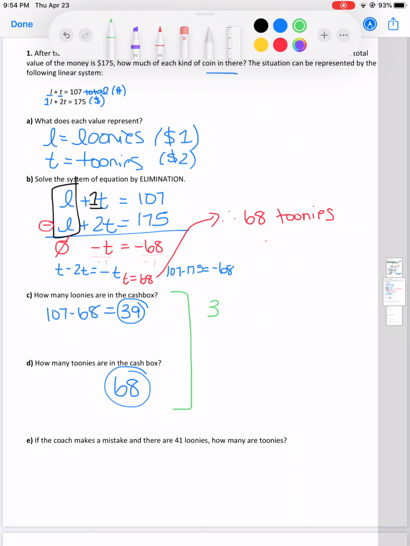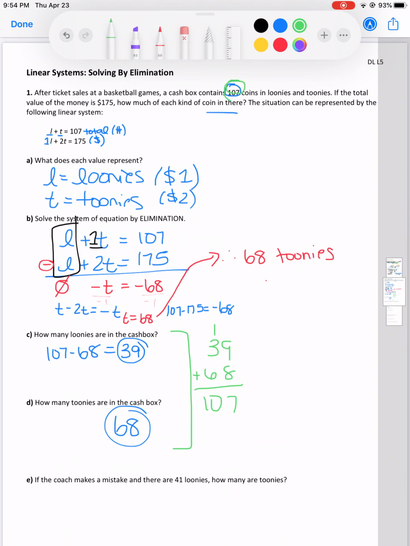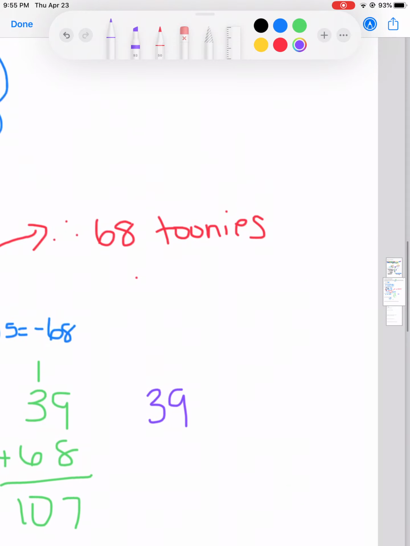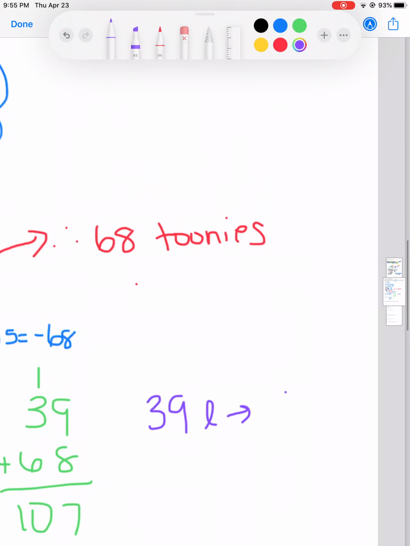So, side note, before I continue, let's see if that math works. So 39 plus 68 is what? So 9 plus 8 is 17. 6, 7, 8, 9, 10 is 107 total coins. We got that up here. All right? 39 loonies. I'm just going to do L is $39.